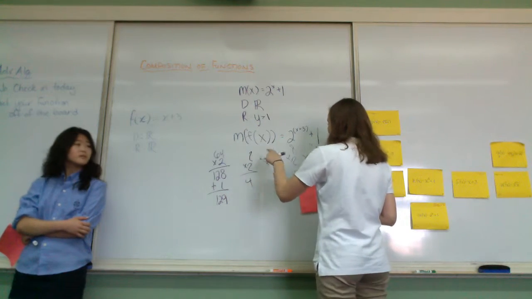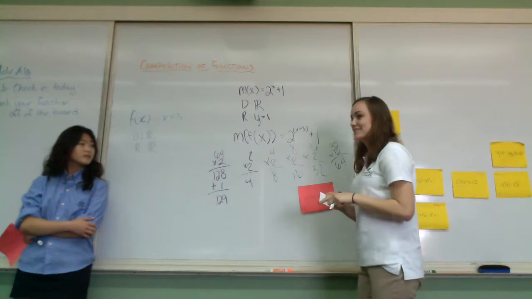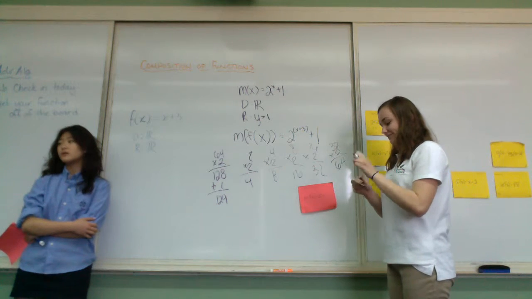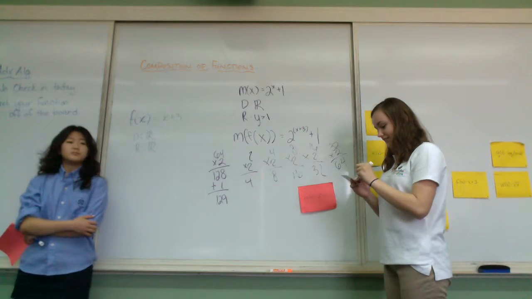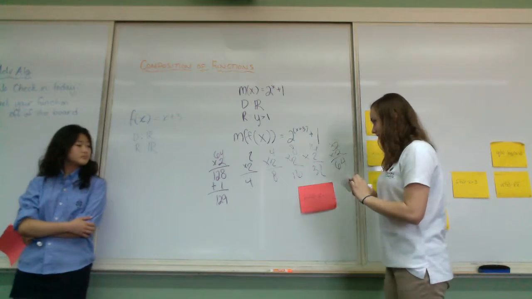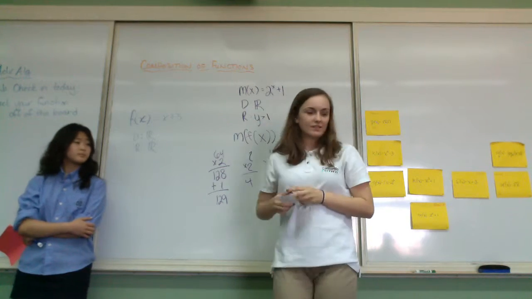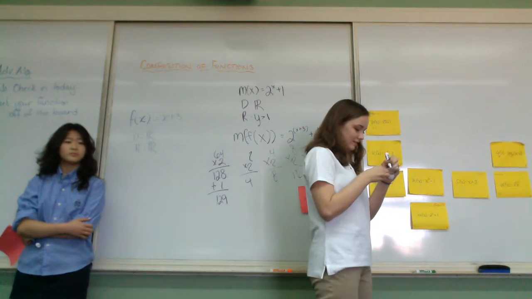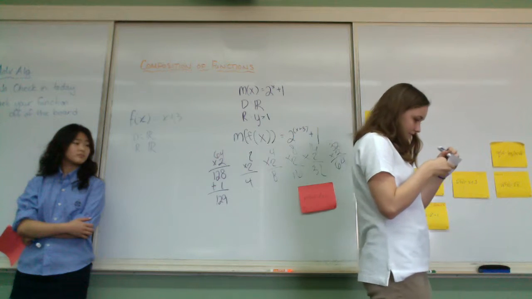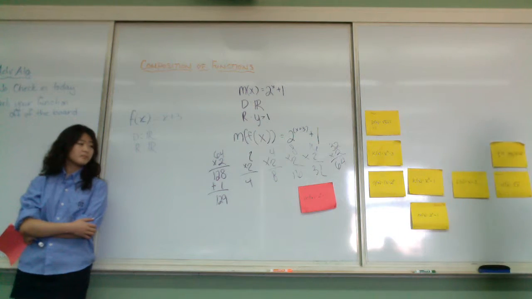Wait, 1, 2, 3, 4, 5, 6, 129. Okay, so 129 is the final answer that we get, and you can now put the card in that plastic basket that's over there. Wait, which one? Just in there.